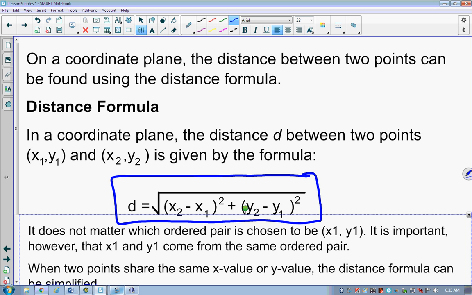Okay? I don't want a setup where I have x1 and y2, x2 and y1. That will mess it up. Okay? They have to come from the same ordered pair. Any problems up to this point?